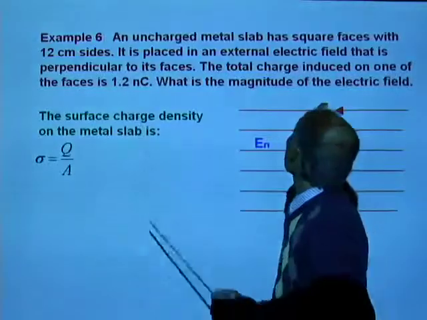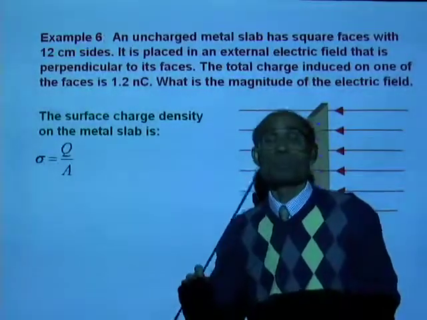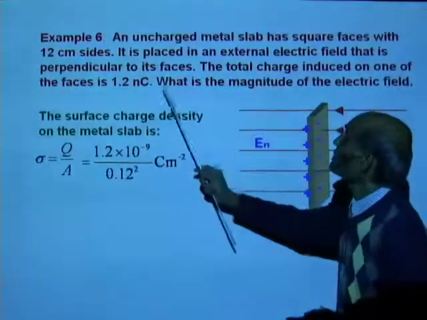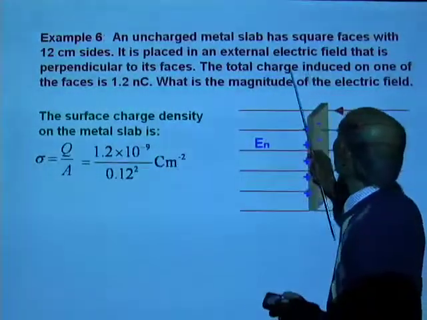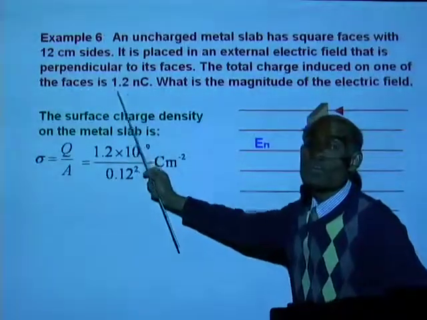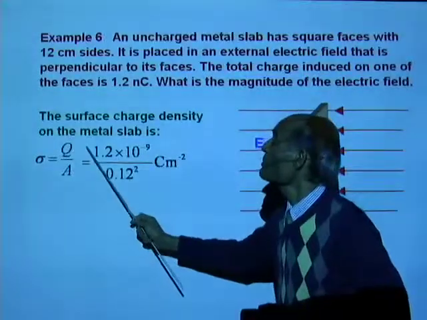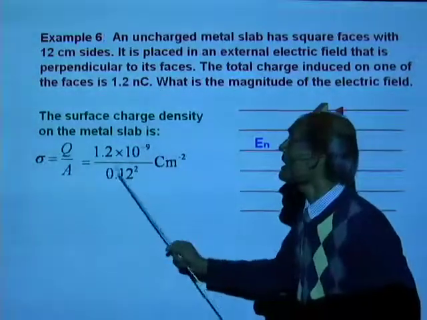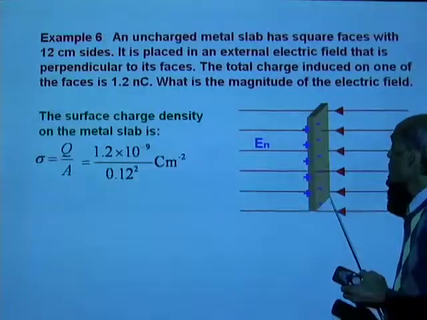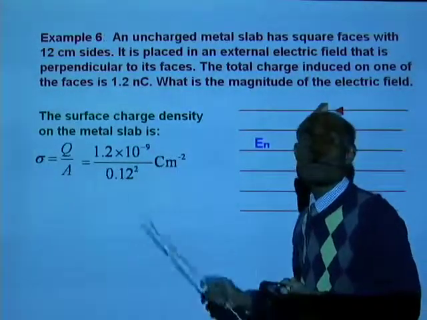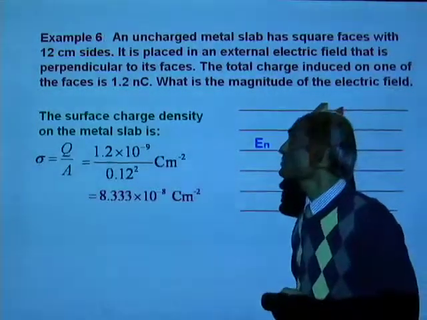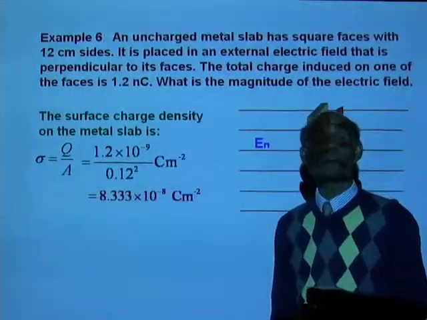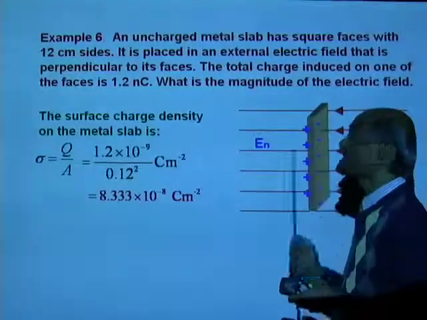It is of side 12 centimeter. Area is 0.12 multiplied by 0.12. Q, the induced charge, we are given. The total induced charge on one of the faces is 1.2 nanocoulomb. So that Q is 1.2 nanocoulomb, that is 1.2 times 10 to the negative 9 coulomb. And the area is 12 centimeter times 12 centimeter, 0.12 meters squared. That will be 8.33 times 10 to the negative 8 coulomb per meter squared. And that is the surface charge density.